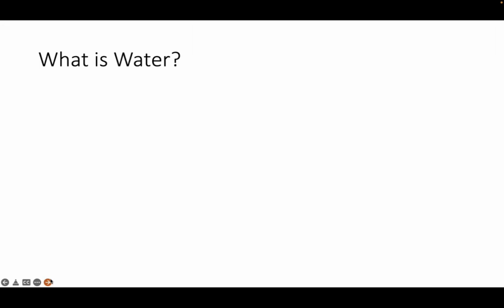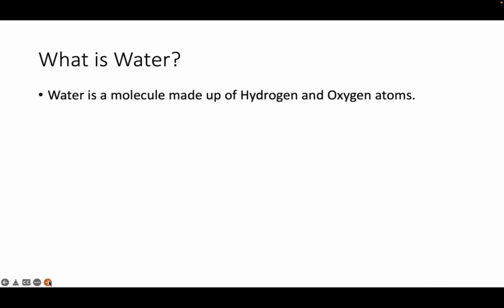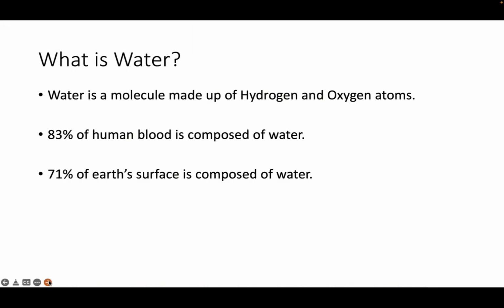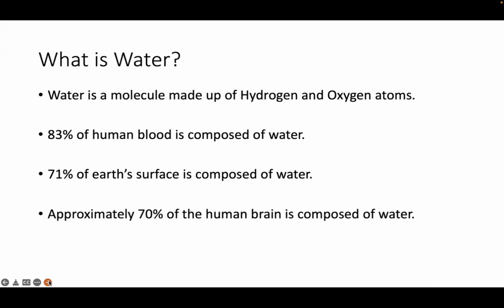So mainly let's start with what water is. Water is a molecule, as you all know, made up of two hydrogen atoms and one oxygen atom. There are some facts about water. 83% of human blood is actually composed of water, 71% of Earth's surface is also composed of water, and approximately 70% of our brain is composed of water as well. So we know that this is an important molecule, and now we're going to focus on its properties.